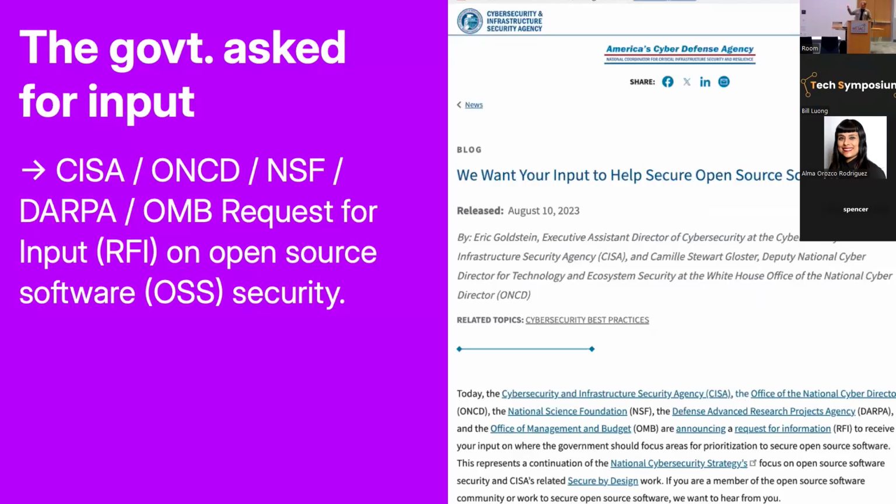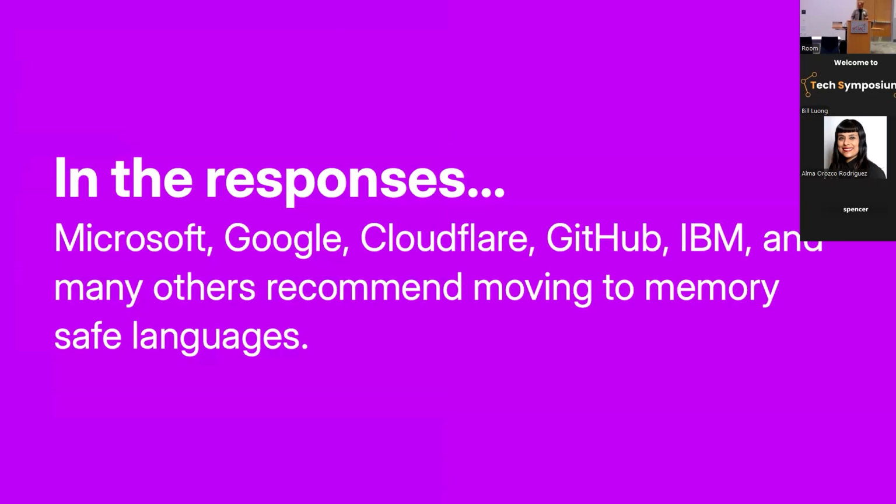The government asked for input on open source software security. This was a request for input from CISA, which is the Cybersecurity and Infrastructure Security Agency, the Office of the National Cyber Director, the National Science Foundation, DARPA, which is the Defense Advanced Research Projects Agency, and OMB, the Office of Management and Budget. There's a lot of acronyms, I'm trying to give them all. But this is basically asking industry and academia for input on how to achieve better security in open source software. And a bunch of companies responded and recommended moving to memory safe languages.